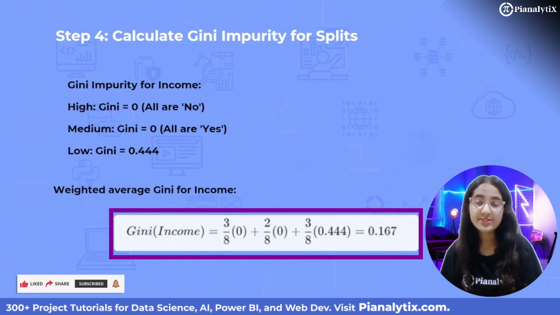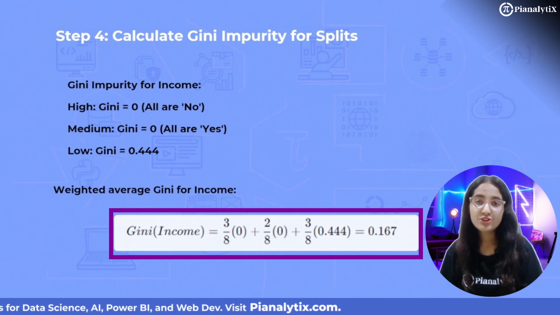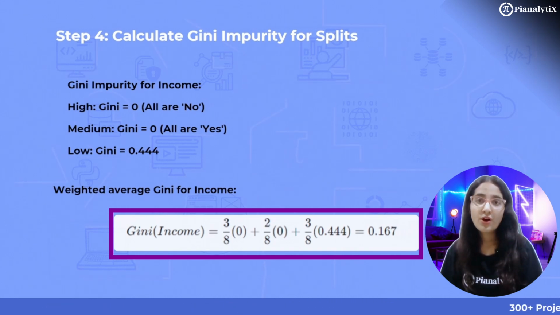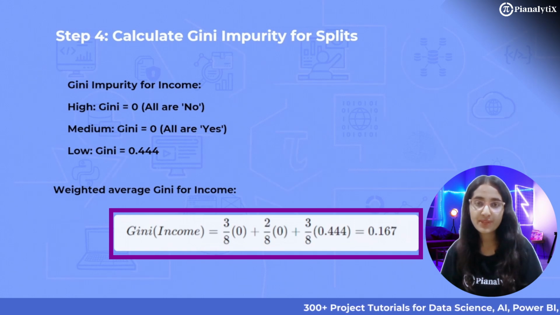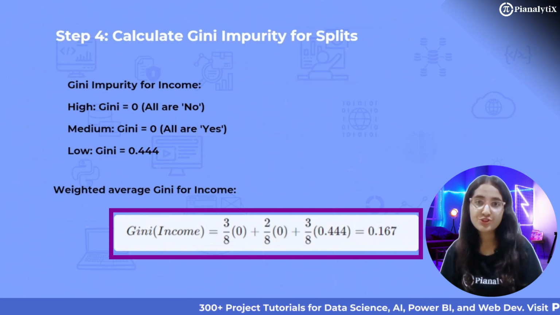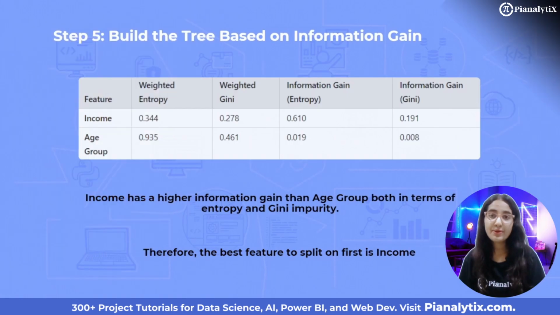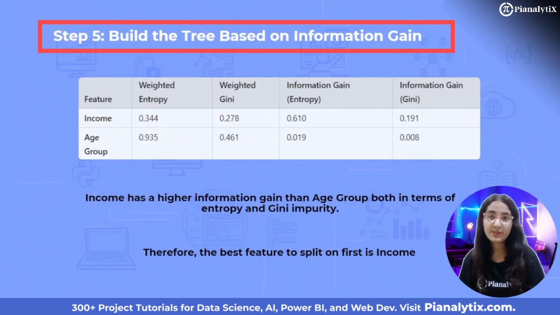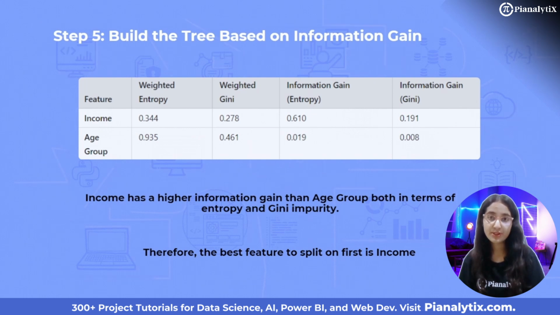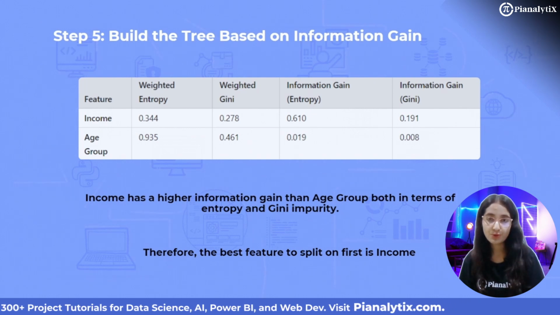Gini of high is 0 as all are no. Gini of medium is also 0, all are yes, and that of low is 0.444. Then the weighted average Gini for income is 0.167. Step number 5. Build the tree based on information gain. Since income provides the highest information gain of 0.610, it will be chosen as the first split. We can proceed similarly for other features like age group.